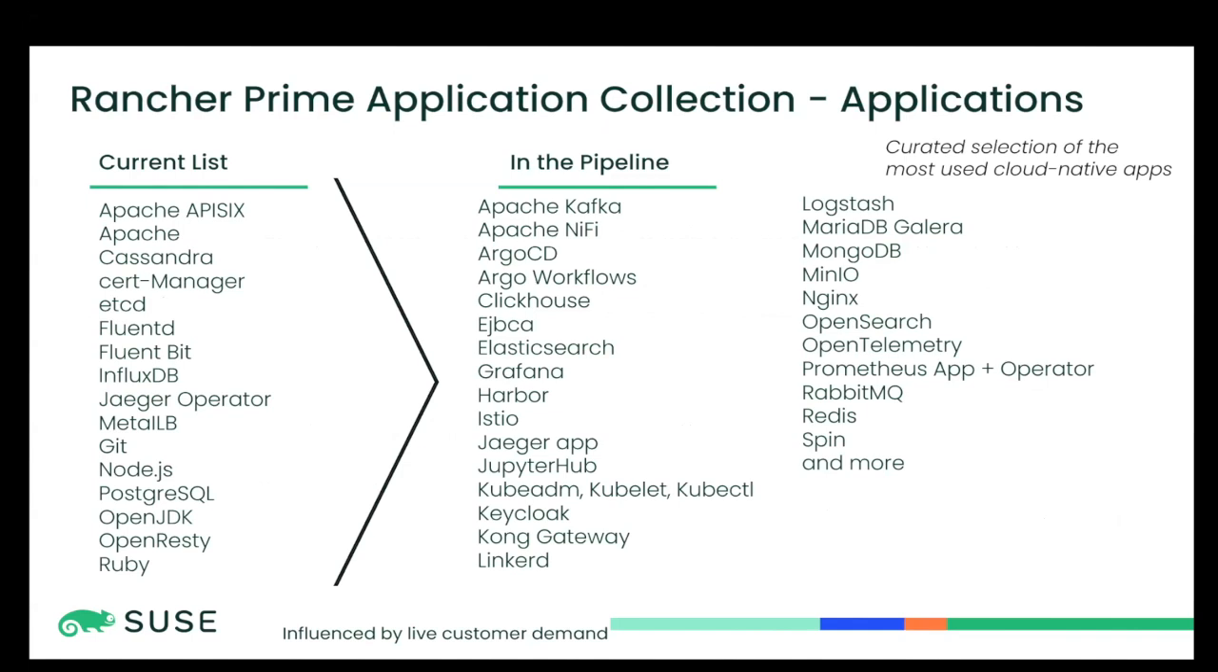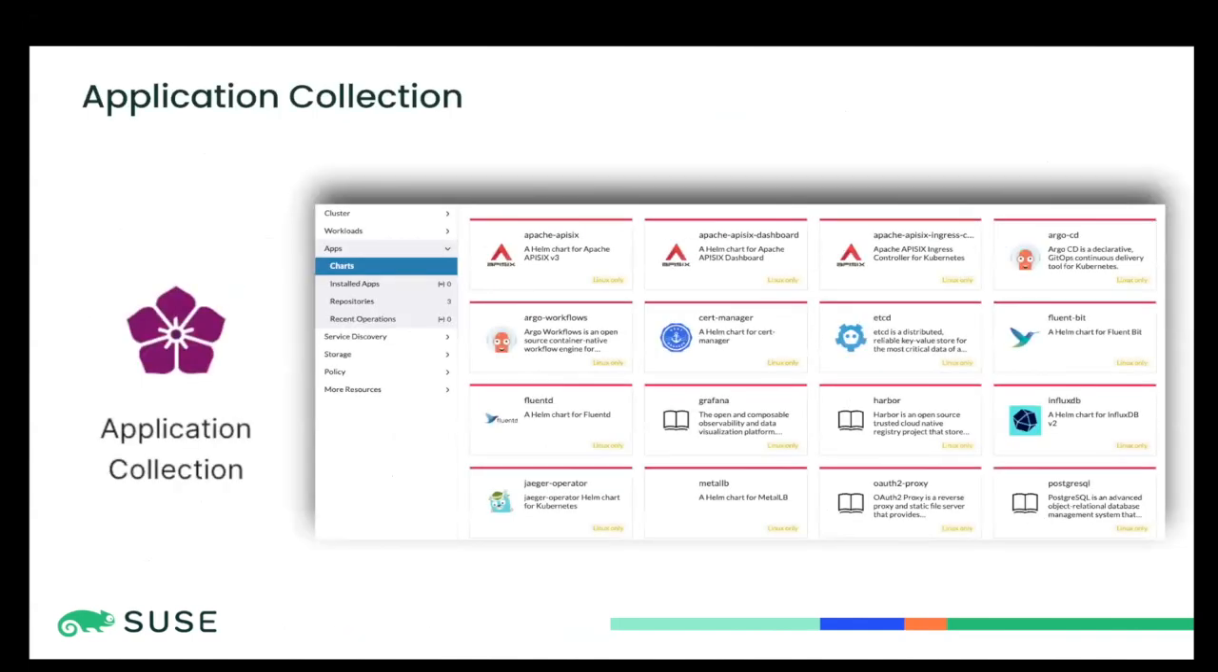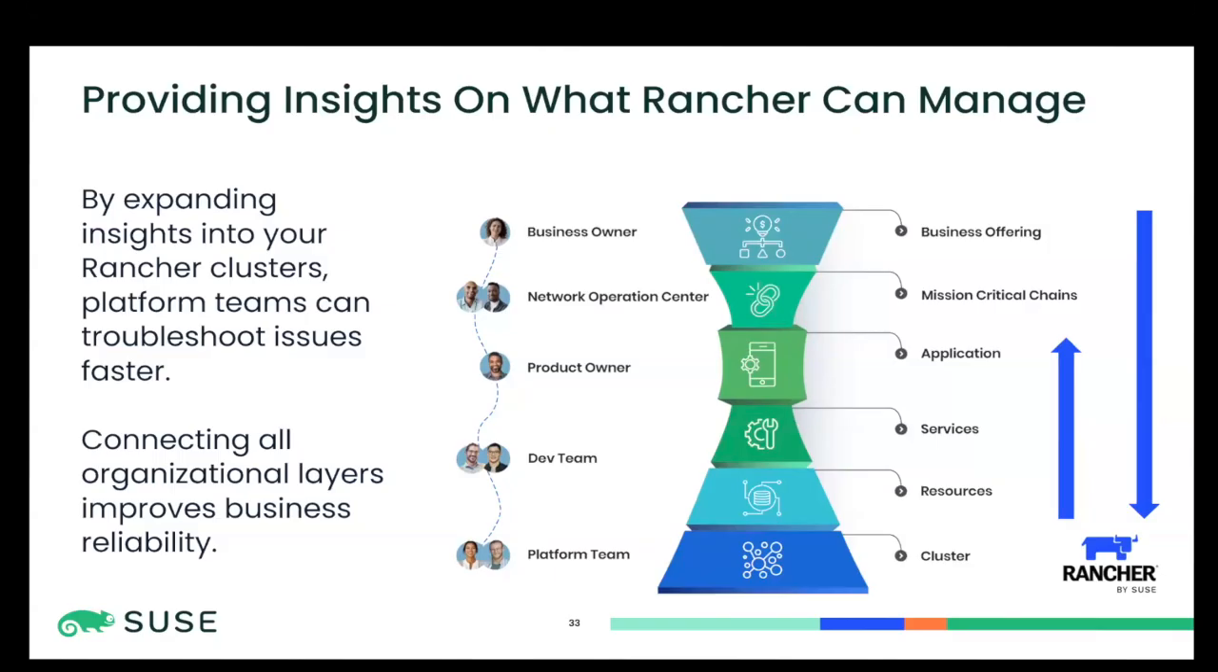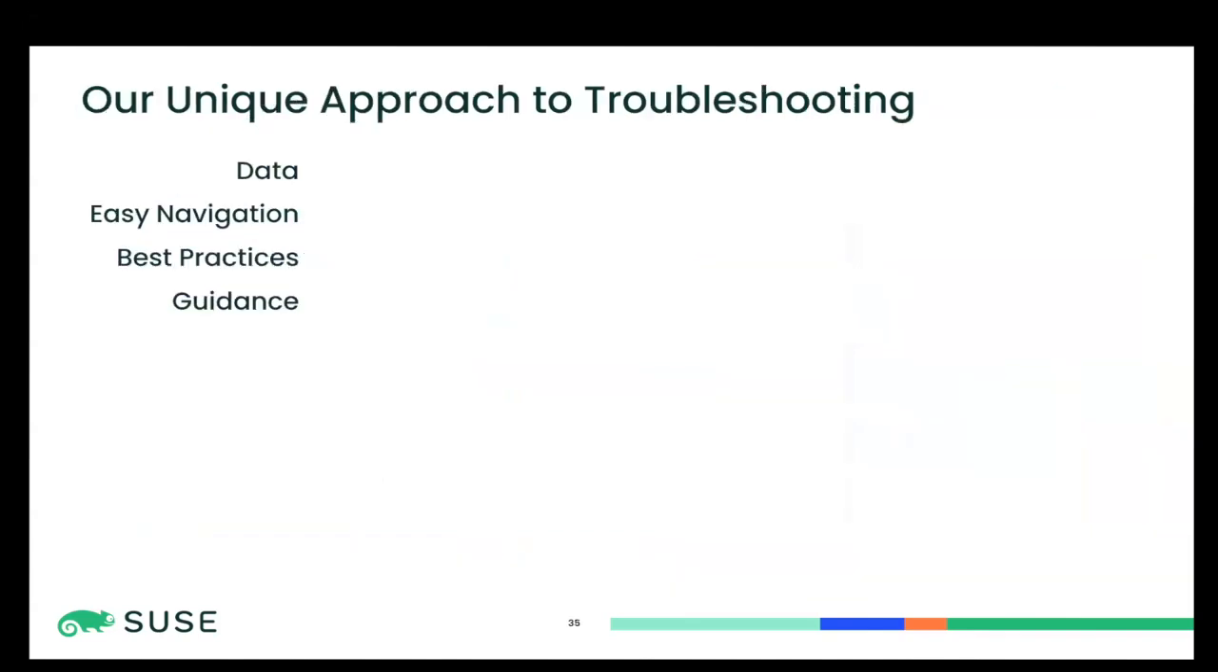So there's a list of applications that we have, and we're trying to grow it. This is how it looks like. This is the marketplace, and these are all based on Helm charts. I'm just going to cover just this last slide. Actually, no. Let me just go into more details about this.